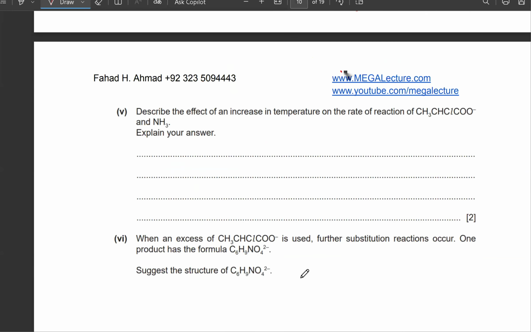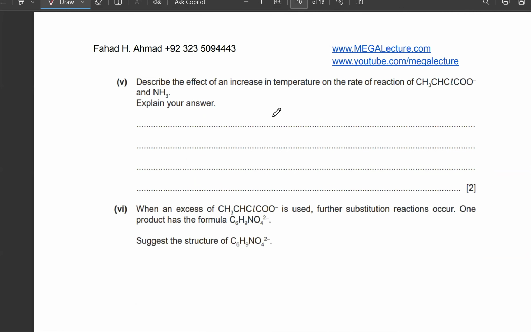Okay, so next one. Describe the effect of an increase in temperature on the rate of reaction. That's easy. That's like O levels. There's going to be more kinetic energy, so you'll have more frequent and more effective collisions.